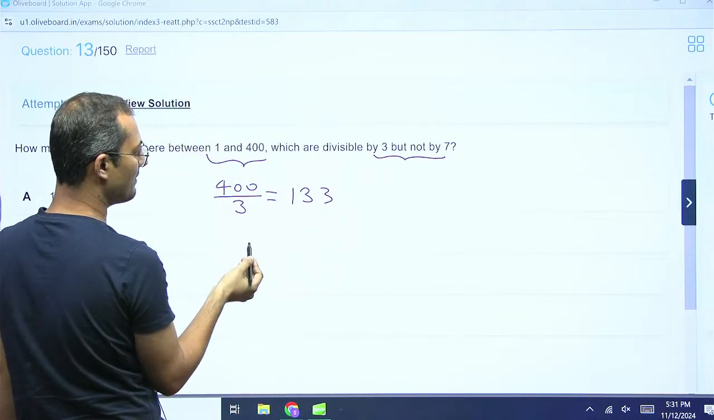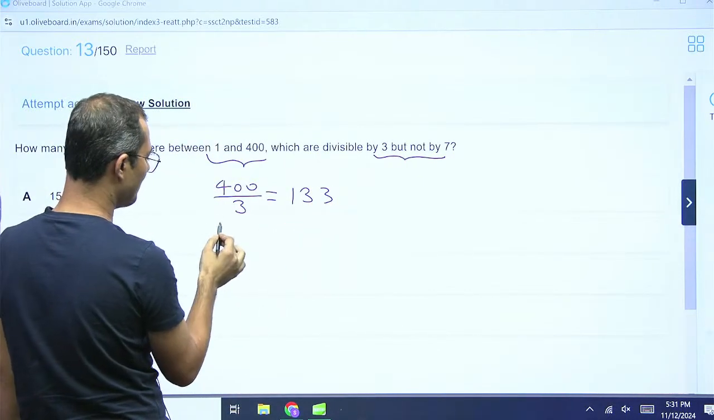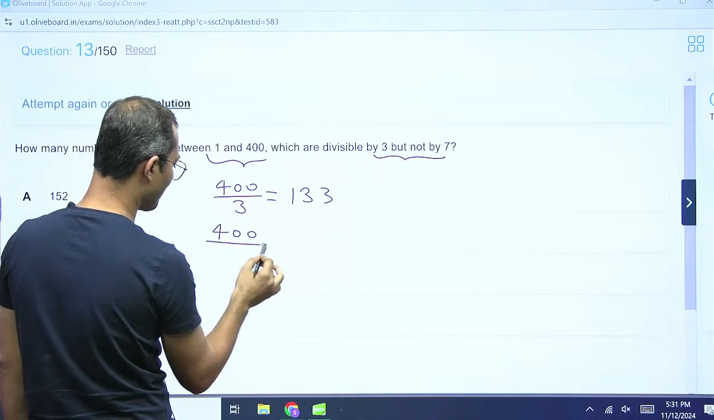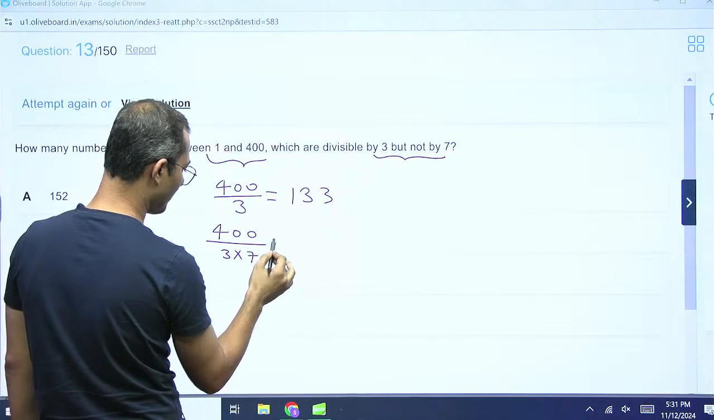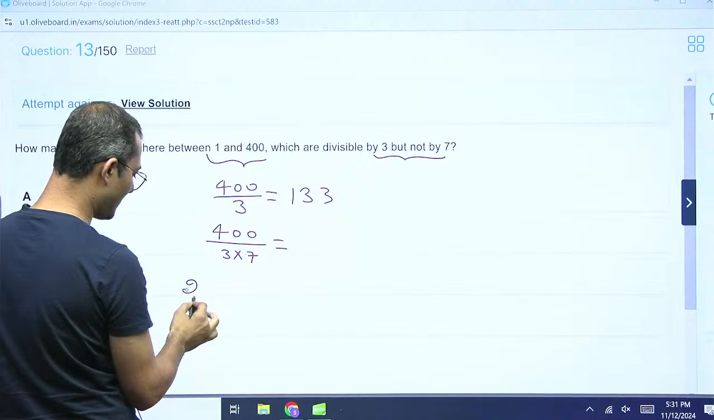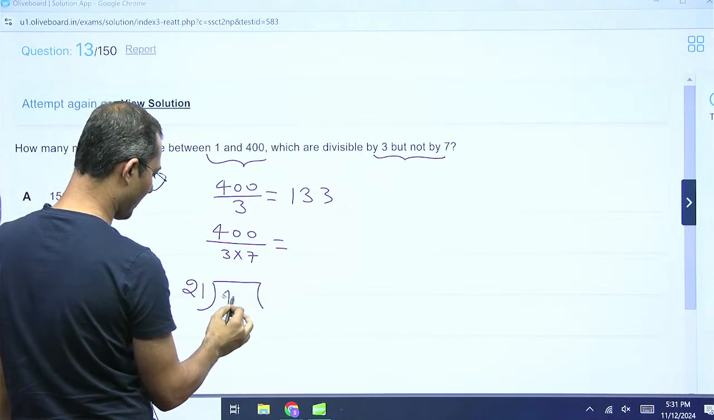And the numbers which are divisible by 3 and 7 both, right? 3 and 7 both, how much? So we are going to divide it: 400 divided by 21, right?